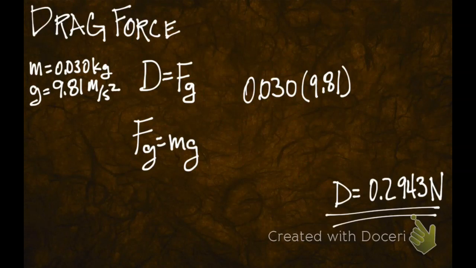Here, let's talk about drag force. So the numbers we have are 0.03 kilograms. The acceleration due to gravity is 9.81 meters per second squared. And we know that the drag force in the situation of a parachute is equal and opposite to the force of gravity. So that means we just use the force of gravity calculation, which is mass times gravity. So 0.03 times 9.81. We get a drag force of 0.2943 newtons for a 30-gram device.